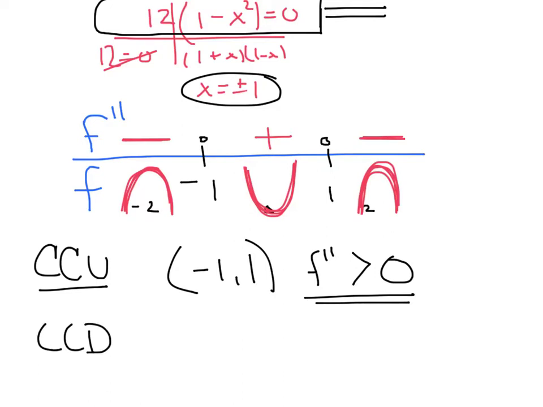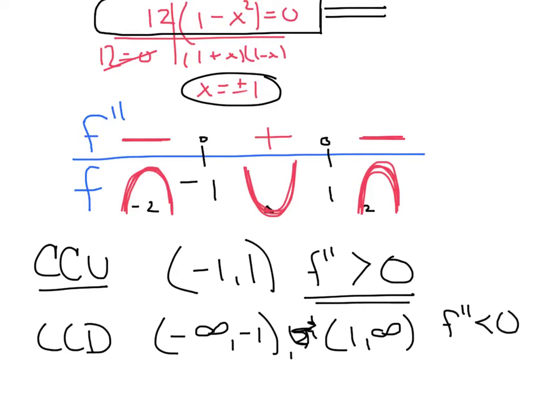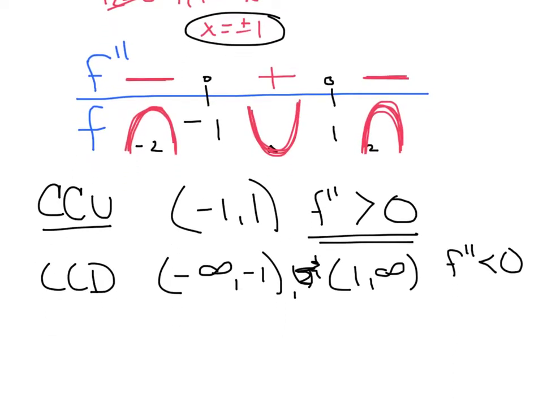I am concave down on 2 intervals: from negative infinity to negative 1, and 1 to infinity. You can just put the word and there or a comma. And my justification, of course, is f double prime is negative or less than 0. Now, do I have a point of inflection? Again, you can abbreviate that as POI as well. A point of inflection occurs if f double prime changes signs. Look at this f double prime row. Did you change signs? Well, negative to positive, so there's 1. Positive to negative, so there's a second one. So I would say I have 2 points of inflection at x equals positive and negative 1.